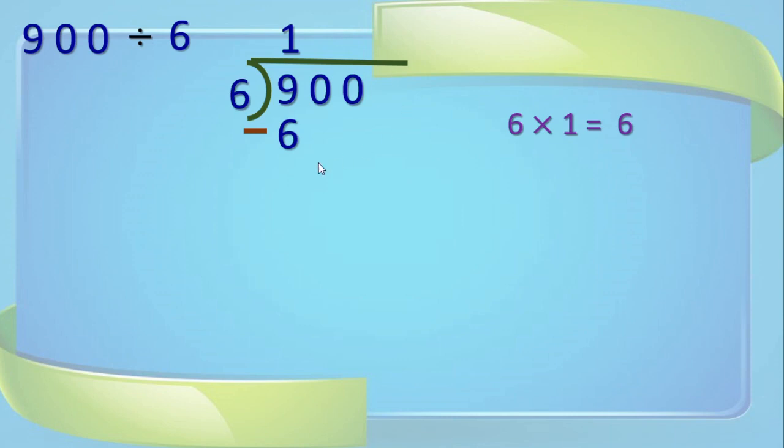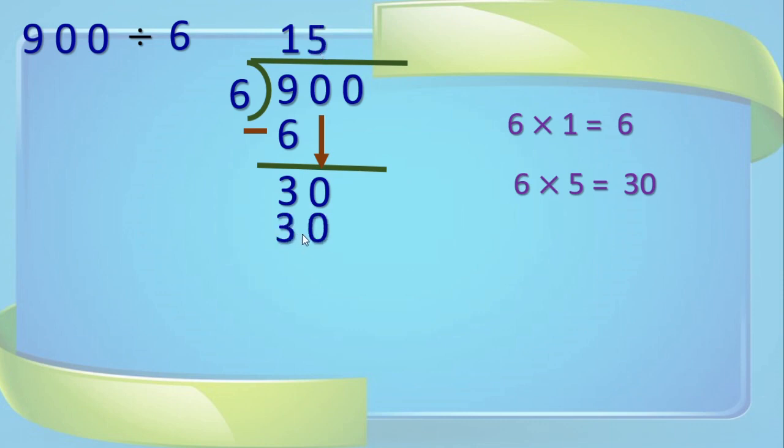Okay, 9 minus 6 is equal to 3. Now, here we will take 0 down in the second step. It became 30. Correct? Now, 6 5s are 30. So, we will write 5 up and 30 down. Right? Now, 30 minus 30 is equal to 0, 0. Our sum is over because we got 0, 0.